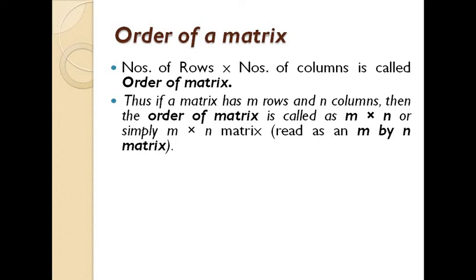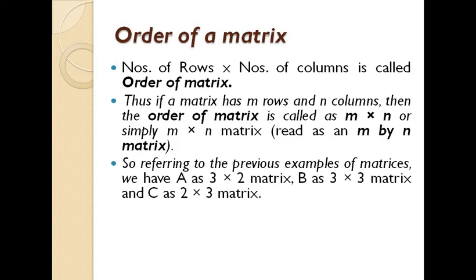Example, if a matrix has m rows and n columns, then the order of the matrix is called m into n, or simply m into n matrix, read as m by n matrix. That means the matrix has got m rows and n columns. I repeat, m into n matrix means the matrix has got m rows and n columns.